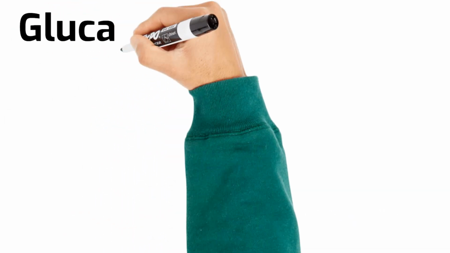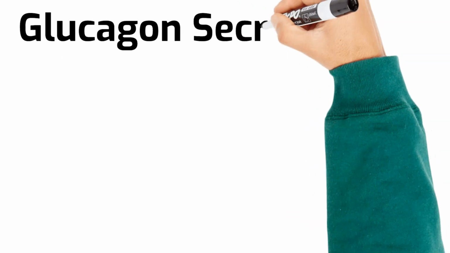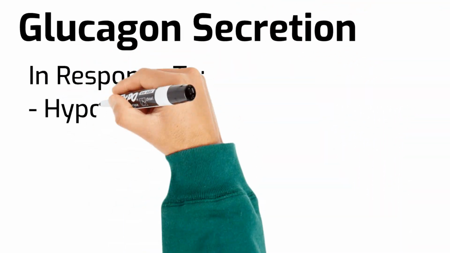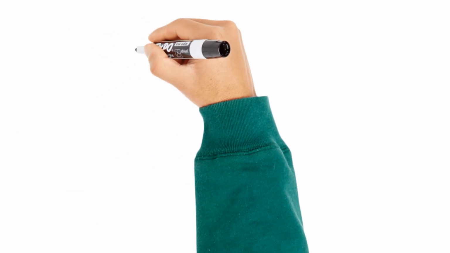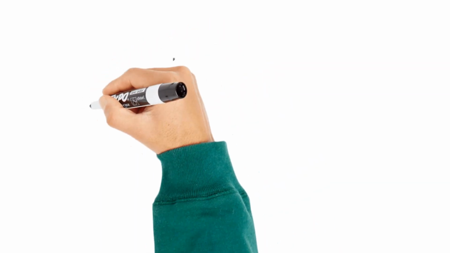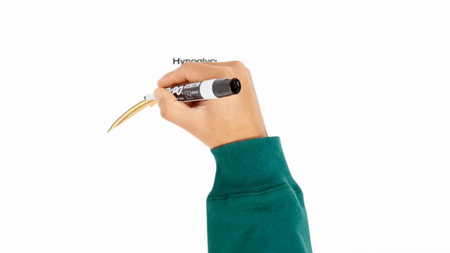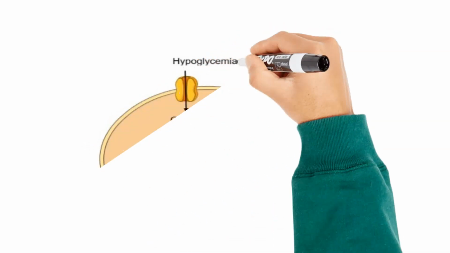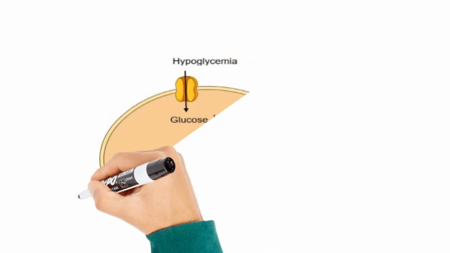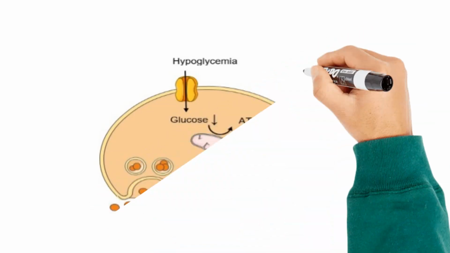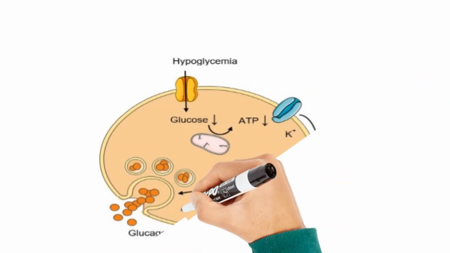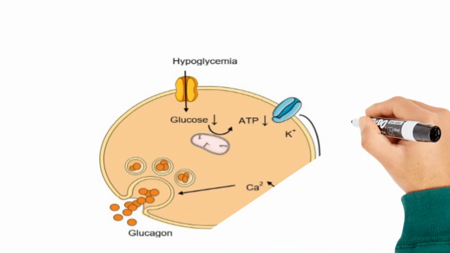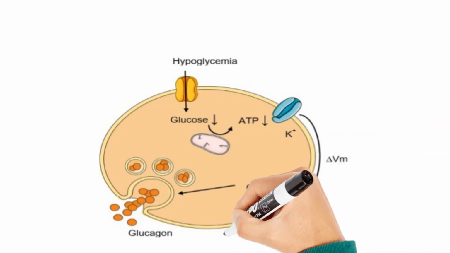In contrast, glucagon is secreted by the pancreatic alpha cells in response to hypoglycemia, prolonged fasting, exercise, or protein-rich meals. The mechanism involves uptake of glucose via glucose transporter 1 or GLUT1 in the pancreatic alpha cells, leading to glycolysis and subsequent generation of ATP in the mitochondria of the alpha cells. Via this mechanism, ATP generation in the mitochondria of alpha cells reflects the circulating glucose concentration in the blood.